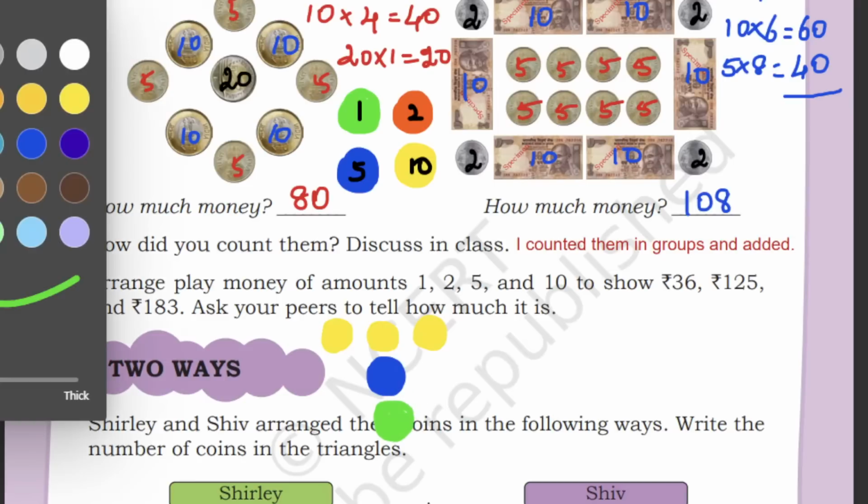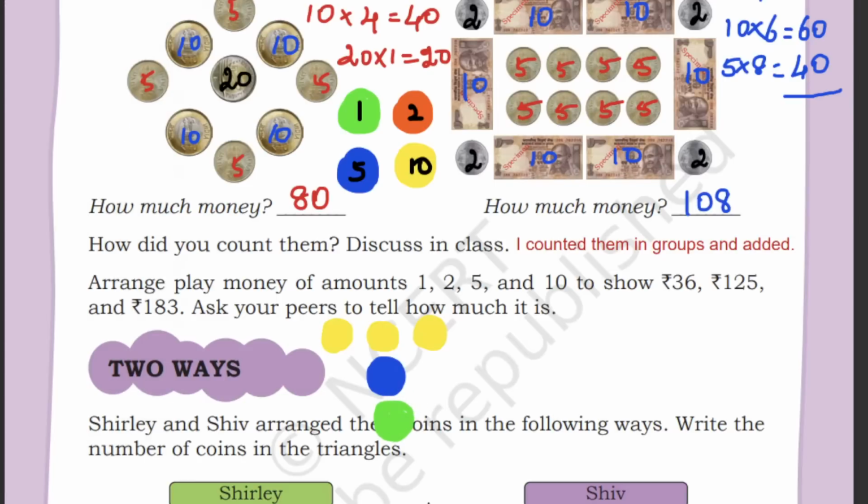So now you can name them. 10 rupees, 10 rupees, 10 rupees. This one is 5 rupees and 1 rupee. So 3 tens is 30, 30 plus 5 is 35, 35 plus 1 is 36. So here we are getting 36.